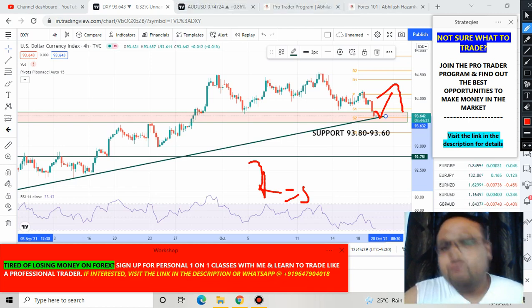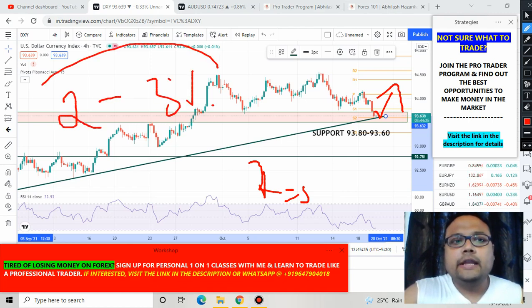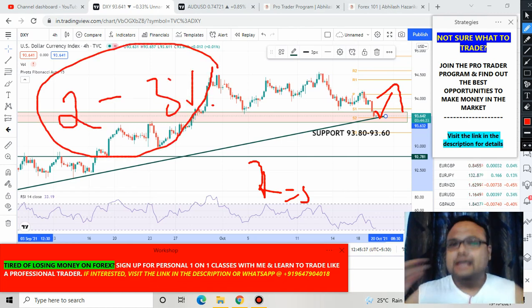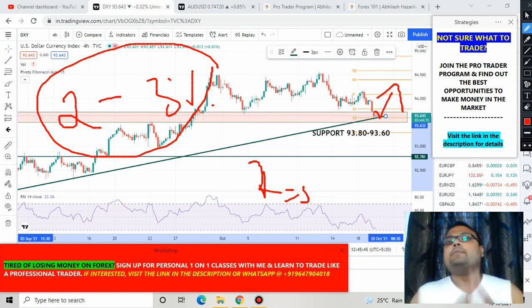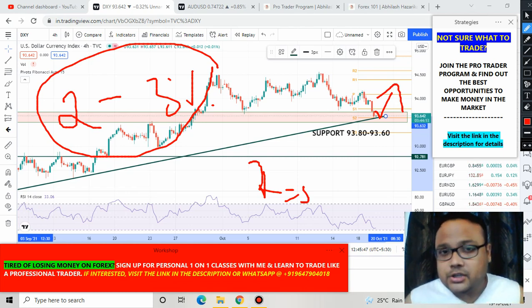And moreover, whatever you do, please follow proper risk management. Do not risk more than 2 to 3% of your trading capital, because my dear friends, this is my analysis. I can be wrong also, and being a trader, it is your duty to protect your capital. This is the most important part of your trading journey, protecting the capital.